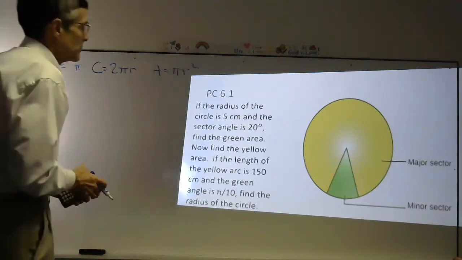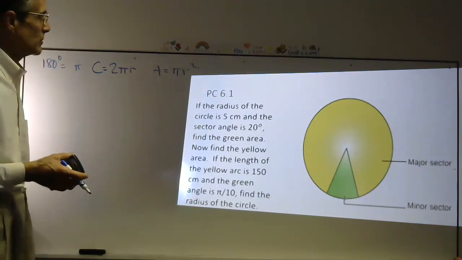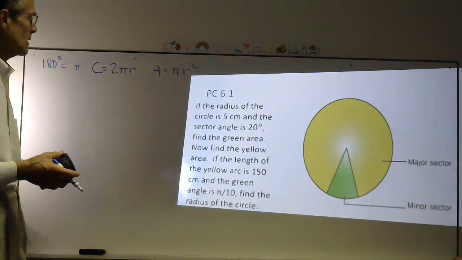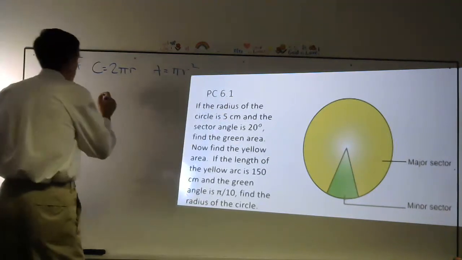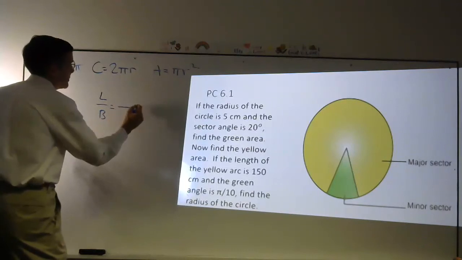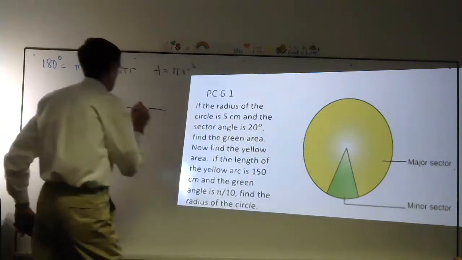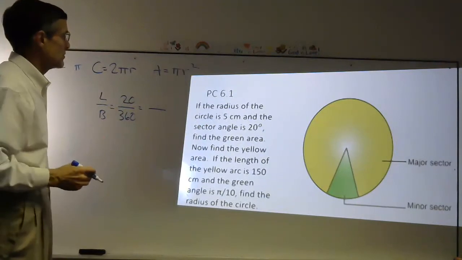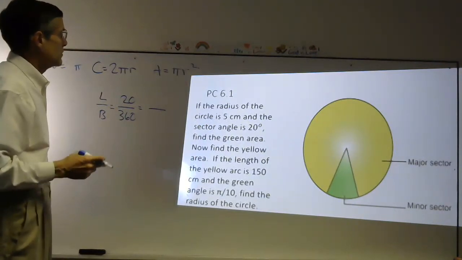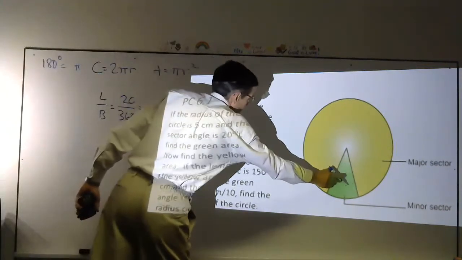All right, let's talk about this one. We have a circle with a major sector; a minor sector is smaller. The radius of the circle is 5 centimeters. The sector angle is 20. Find the green area. Do little to big. Okay, I know the sector angle right in here is 20 degrees. So the little angle is 20. What is the big angle? The whole way around, 360. The radius is 5 centimeters. I want to find the green area. I want to find this little area.